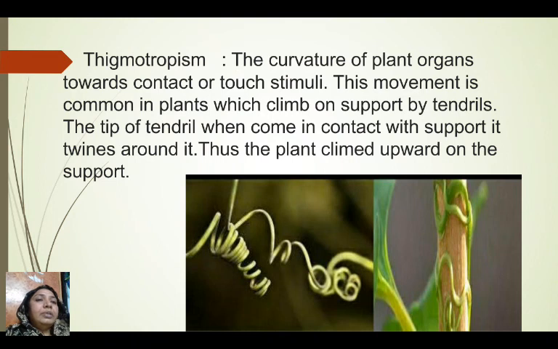Next is thigmotropism. In this type of plant movement, there is curvature of a plant organ towards contact or touch stimuli. This movement is common in plants which climb on a support by means of tendrils. When the tip of a tendril comes in contact with the support, it twines around it, and thus the plant climbs up on the support.